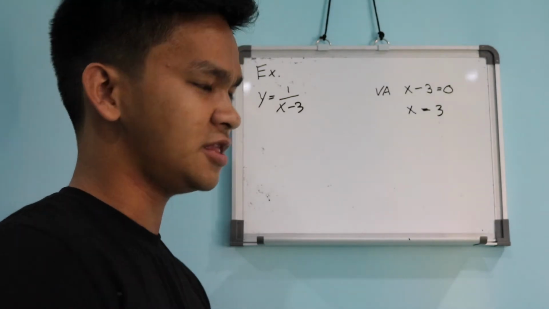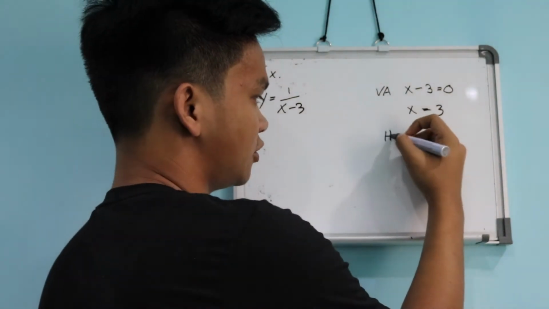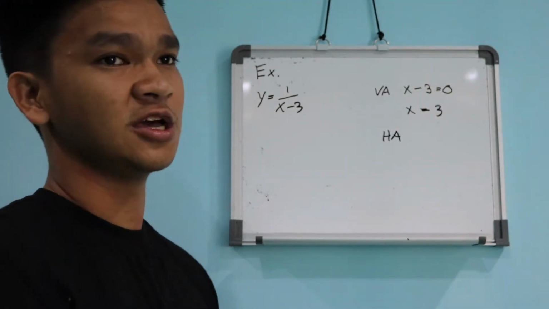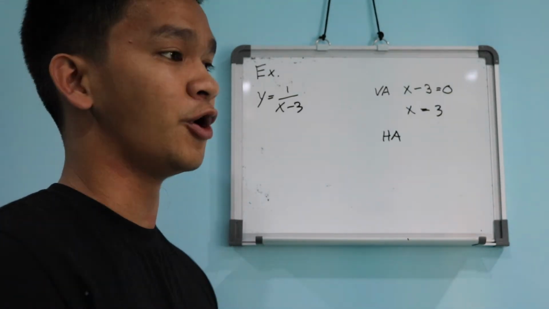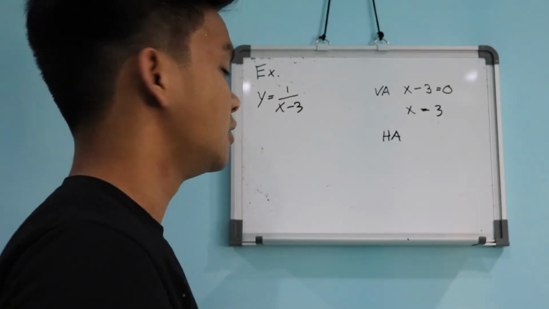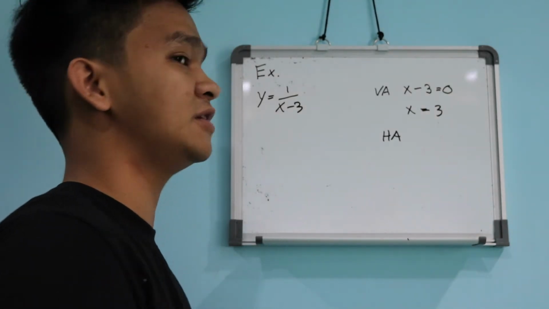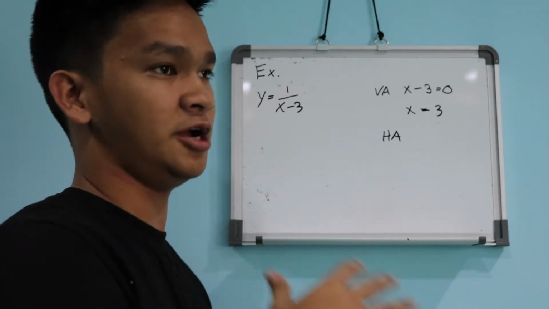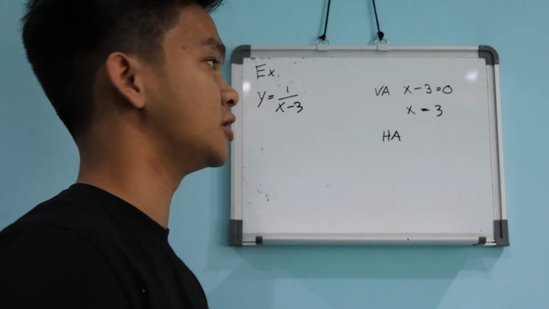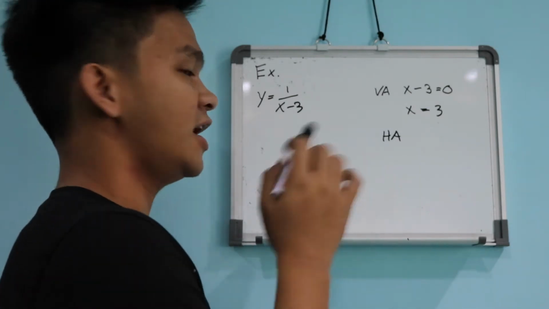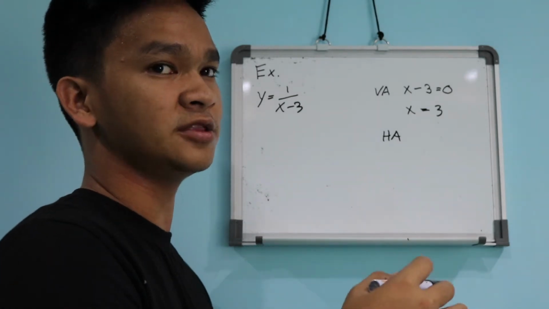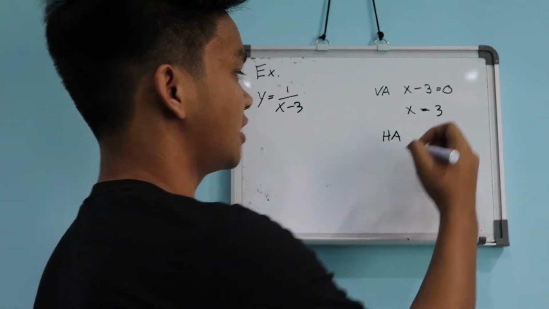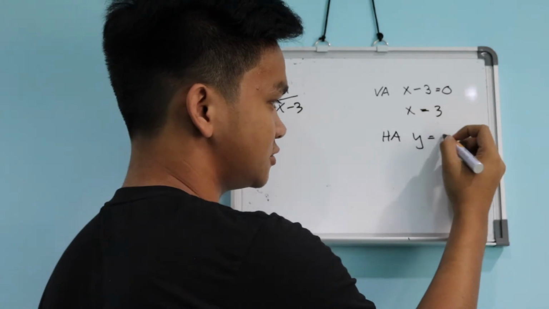Now, to find the horizontal asymptote, we need to first determine if the function is top-heavy, same, or bottom-heavy. We can say that it is bottom-heavy since the degree of the denominator is higher than that of the numerator. As you can see, x has a degree of 1, while at the numerator there are no x variables. So we can say that y equals 0.